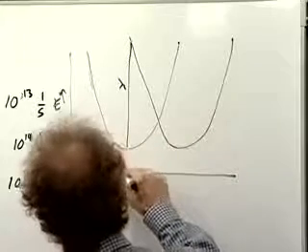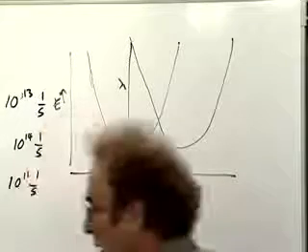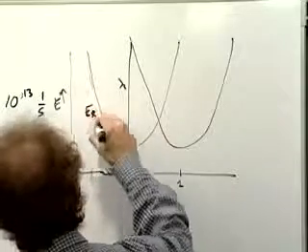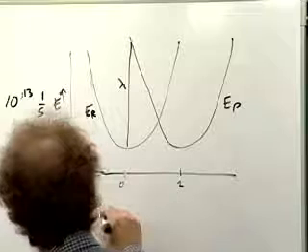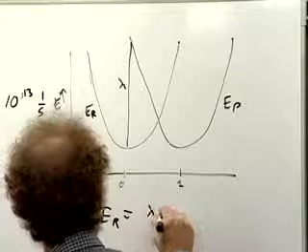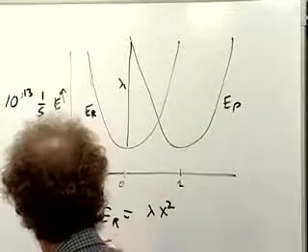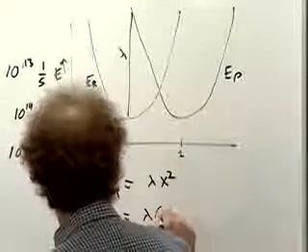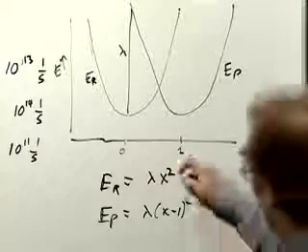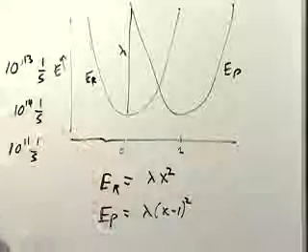And I'll arbitrarily set my axis as 0 and 1. And I'll call this the energy of my reactants, and this is the energy of my products. And the energy of my reactants is going to be equal to lambda x squared. And the energy of the products is going to be equal to lambda (x minus 1) squared. Okay? And you can see that when x is 0, the energy of the product is exactly lambda, as I say it should be.